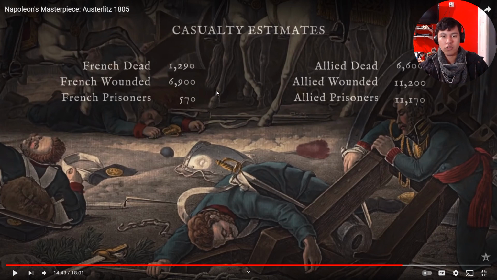Oh my goodness. Don't get me wrong, wounds are bad, but just the death and prisoners, man, Napoleon didn't lose that much. Look at the enemies, man.